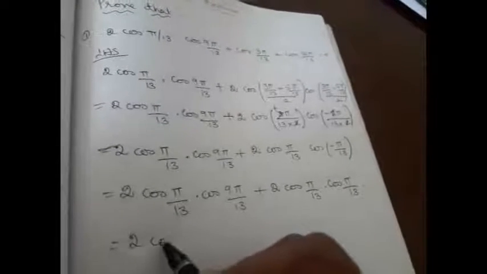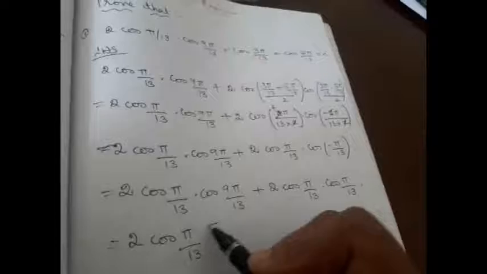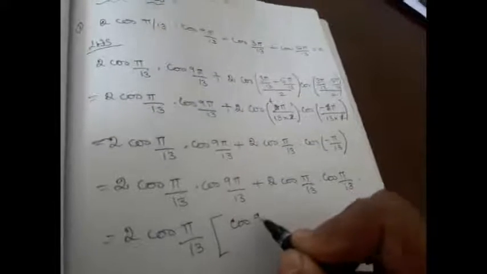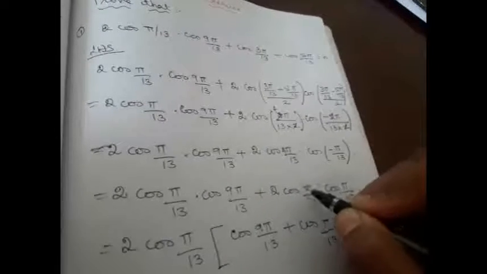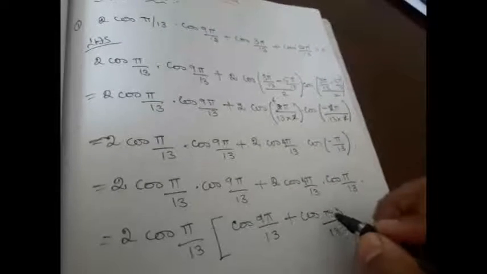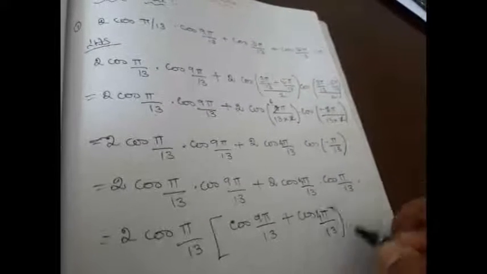Again we can take 2 cos pi by 13 common from both the terms. If you take cos pi by 13 as common, we are left with cos 9 pi by 13 plus cos pi by 13. I think I made a mistake here. It should be 4 pi. We cancelled the 2, and 4 twos are 8, so this is going to be 4 pi by 13. We have taken only pi by 13 as common.